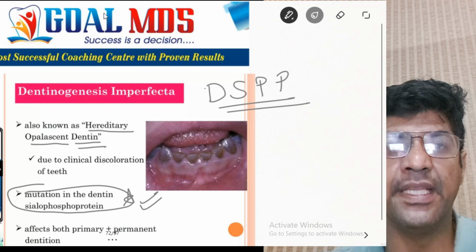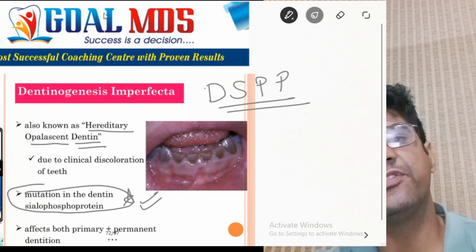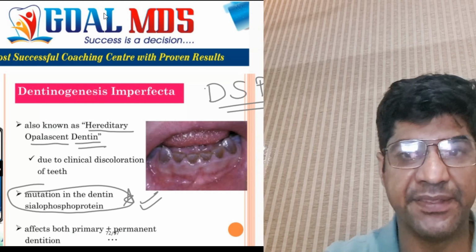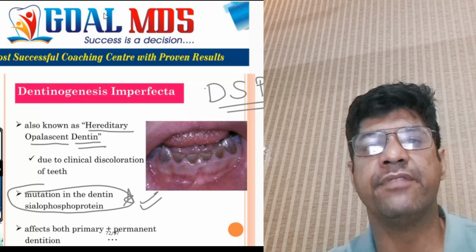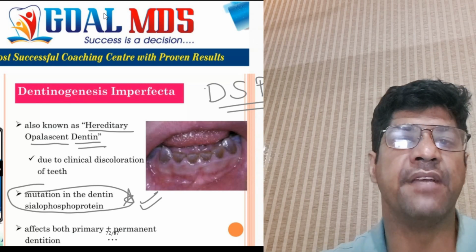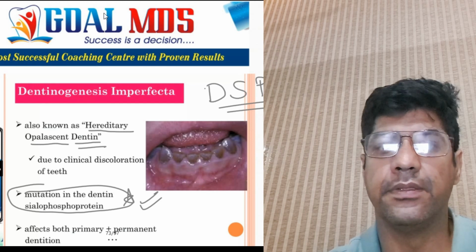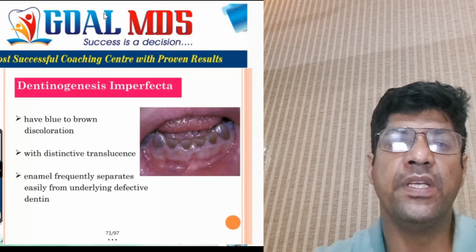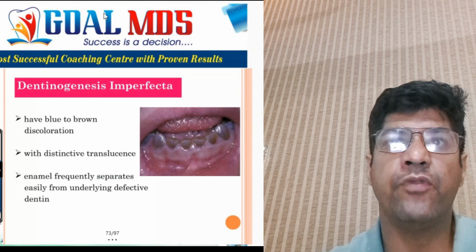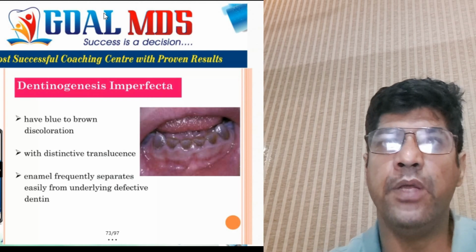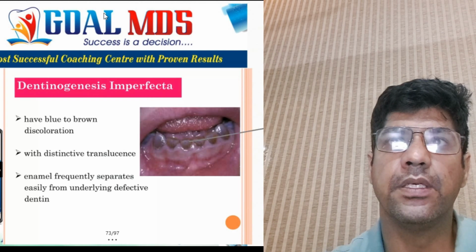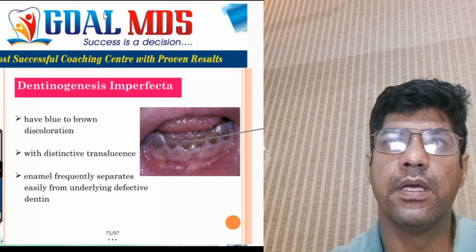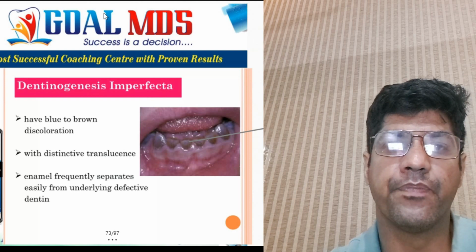You will see that the deciduous teeth will be more severely affected, followed by the permanent incisors and first molars. The second and third molars will be the least affected. What you will see is that the teeth would be blue to brownish in discoloration.